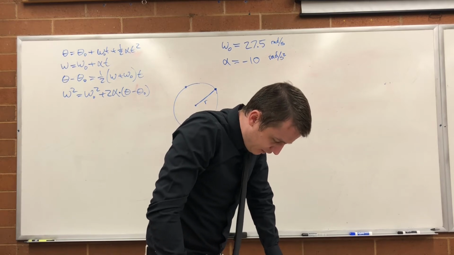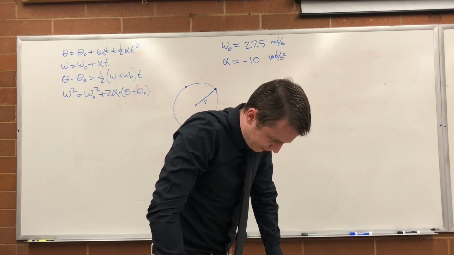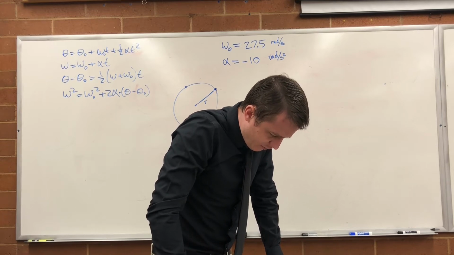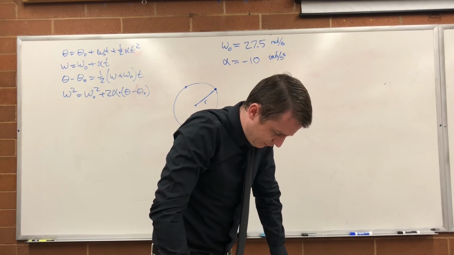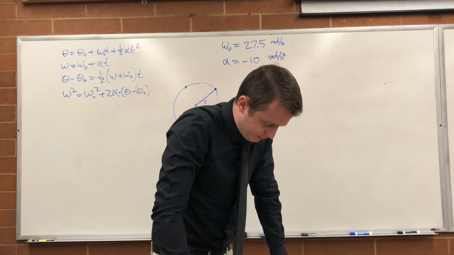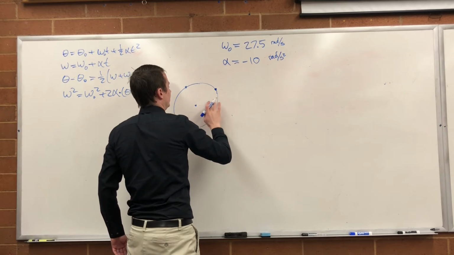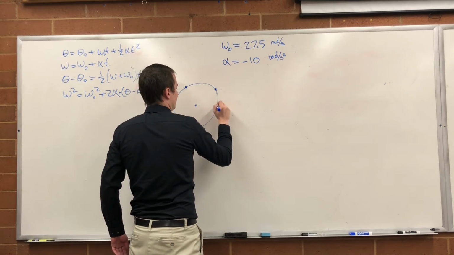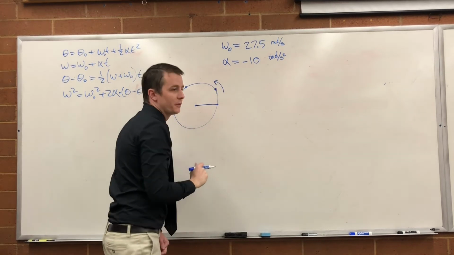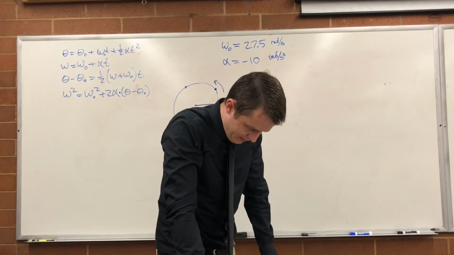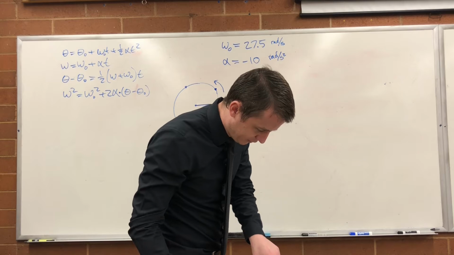A line PQ on the disk surface lies along the x-axis at time t equal to 0. What is the disk angular velocity at 0.3 seconds? What angle does the line make at 0.3 seconds? Okay, so we've got some line drawn on the disk, and it's at 0 degrees. We assume that the disk is spinning this way. So that's the line that they're talking about.